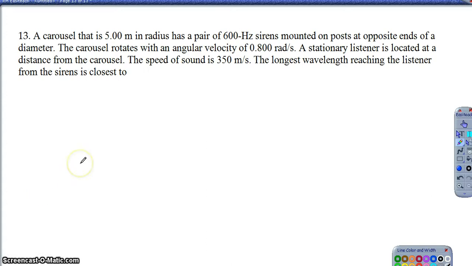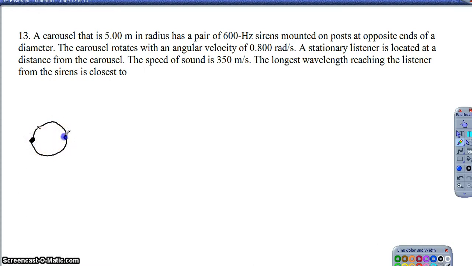Okay, so question 13, last question here. Not a terribly difficult algebraic question to solve. The concepts here can be a little bit tricky though. So before we get into the mathematics, I want to make sure we are comfortable just setting up and establishing this. So you've got a carousel that's rotating around in a circle.